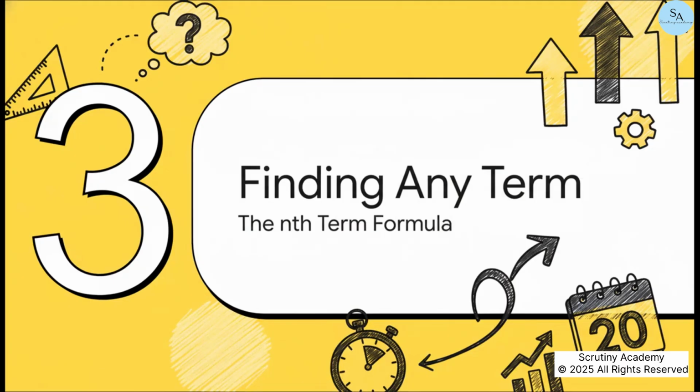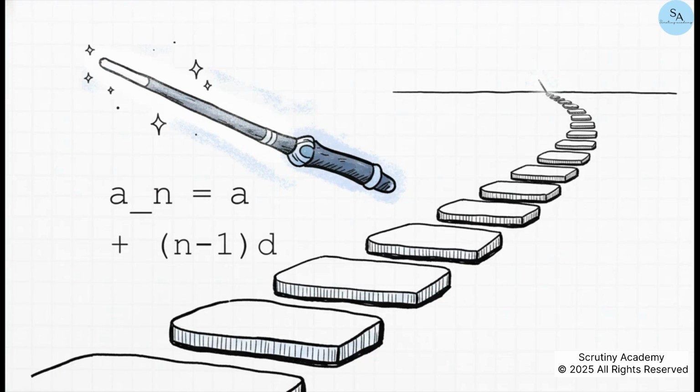What if we wanted to find the interest after 20 years without writing out all 20 numbers? There's a tool for that. Let's move on and see how this builds. This formula is your first magic wand. It lets you find any term in an AP without listing them all out.